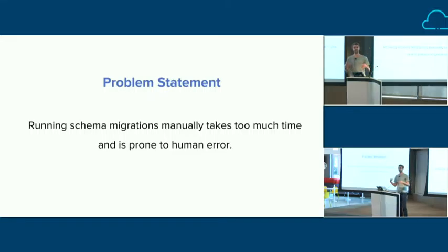The problem statement we had in mind when we approached building Shift is that running schema migrations manually takes too much time, and it's prone to human error. If you're running a lot of PTOSC processes, you can easily put in a typo and it causes a problem. And also, the full manual process could definitely be improved.